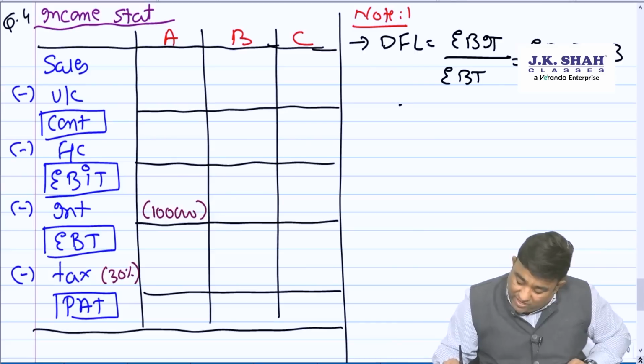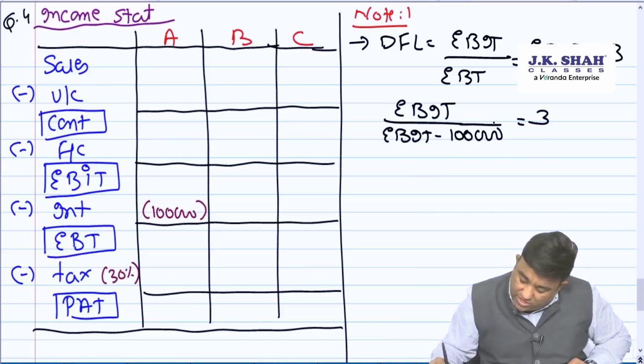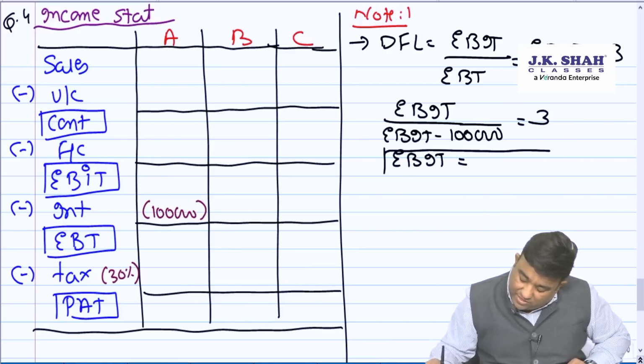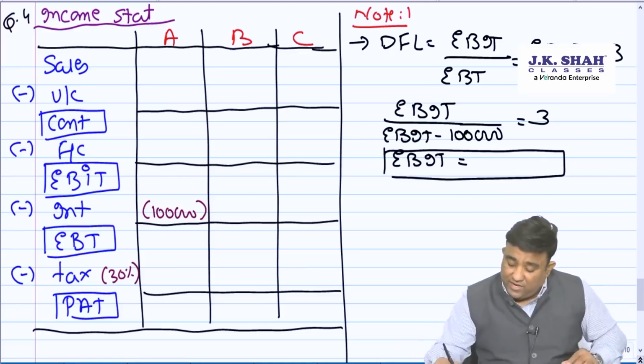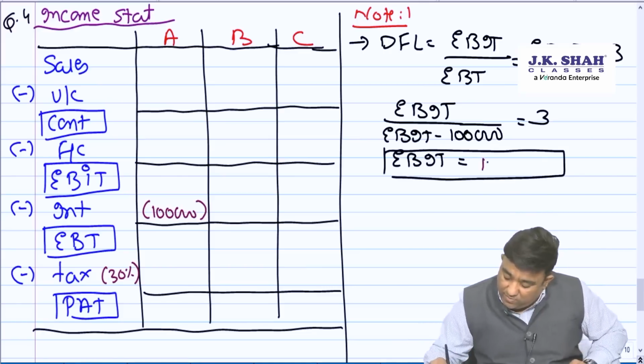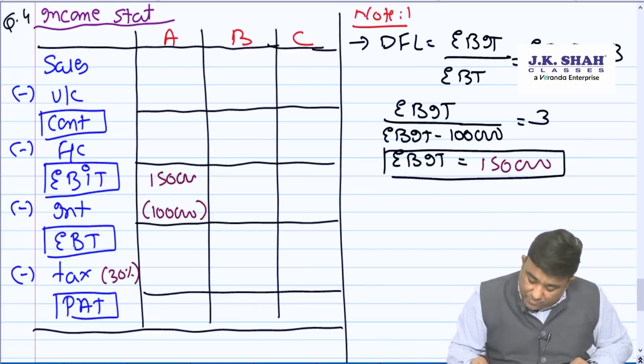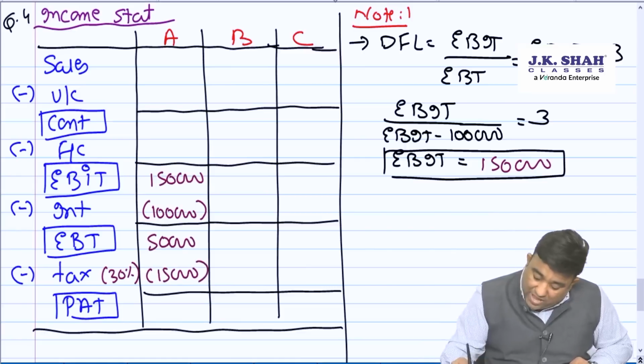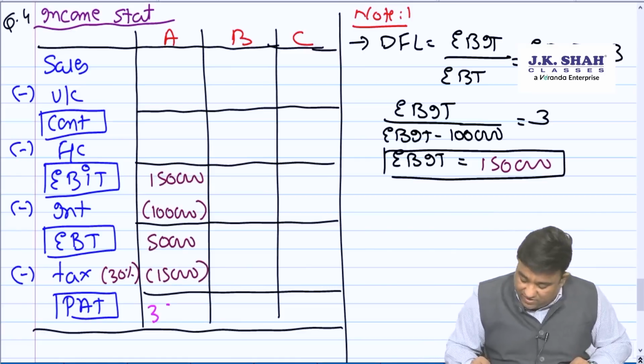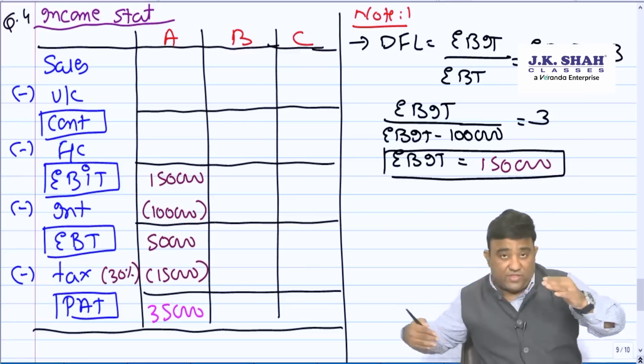So student, I don't have an EBIT, but I have an interest ready, and that interest is 1 lakh. This is equal to 3. So by doing a cross multiplication, 3 EBIT minus 3 lakh equals EBIT, that gives you 2 EBIT is 3 lakh, so EBIT is 1.5 lakh. Mathematics. So EBT is 1 lakh 50 thousand minus 1 lakh, this is 50,000, 30% is 15,000. So my profit in this case is 35,000. So student, we are ready with the second part.